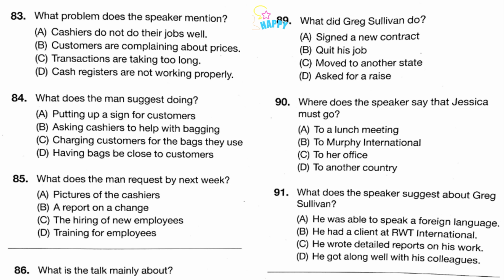Number 89. What did Greg Sullivan do? Number 90. Where does the speaker say that Jessica must go? Number 91. What does the speaker suggest about Greg Sullivan?